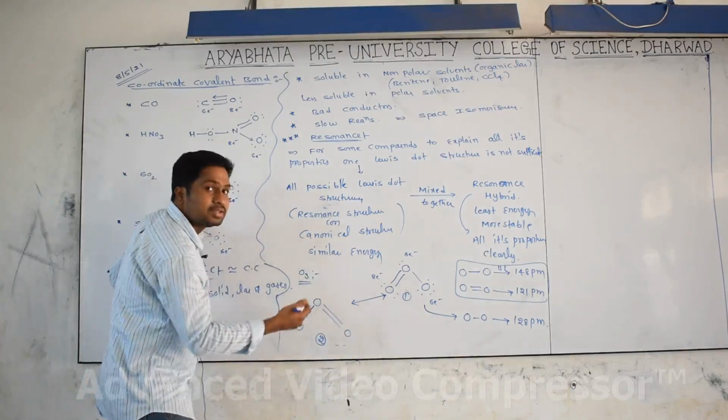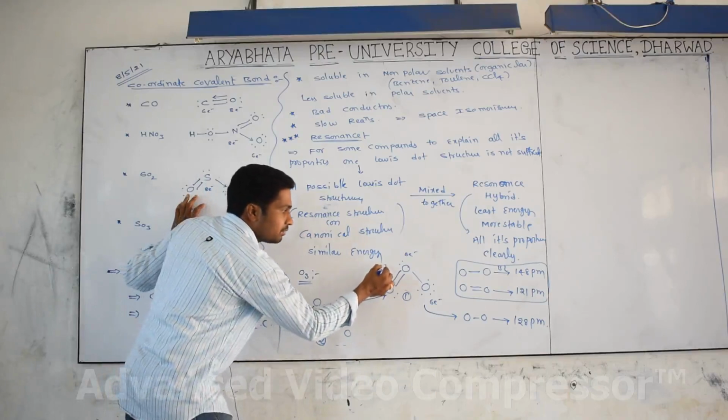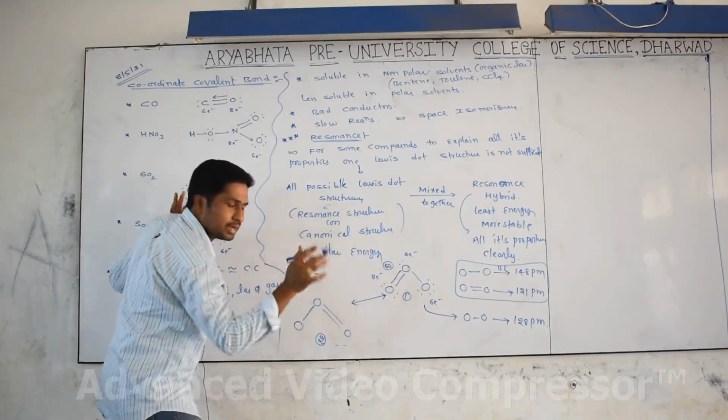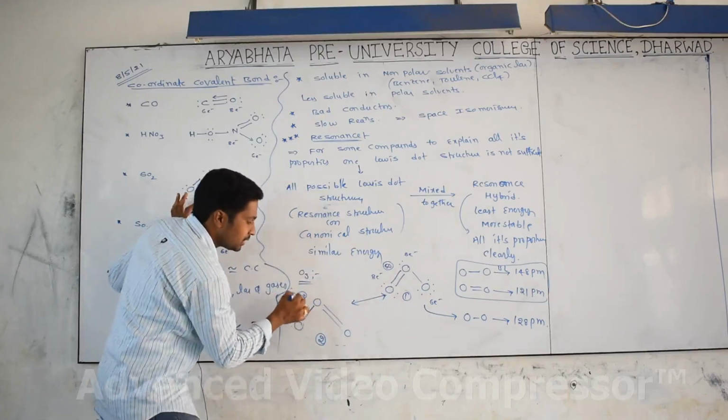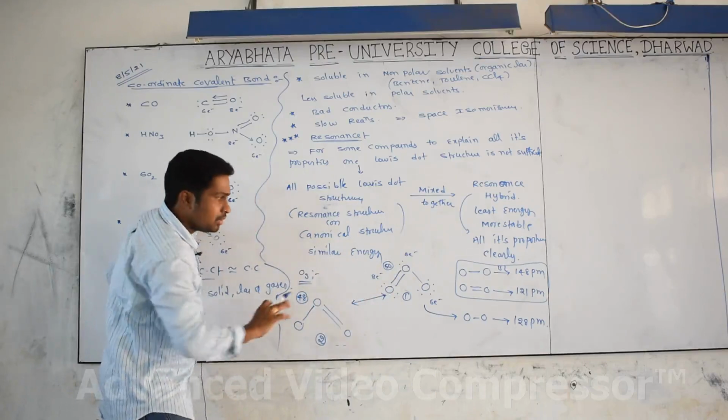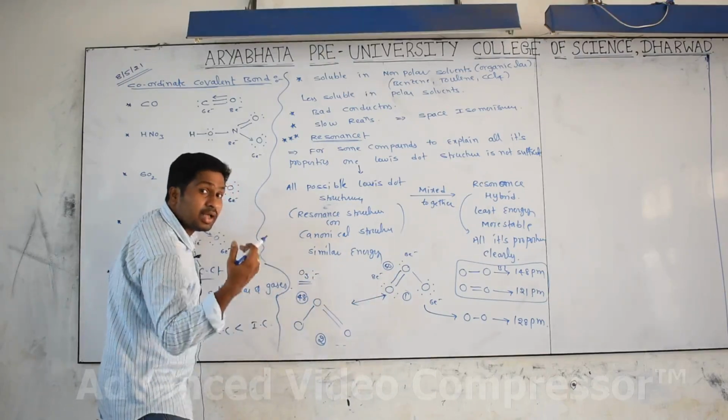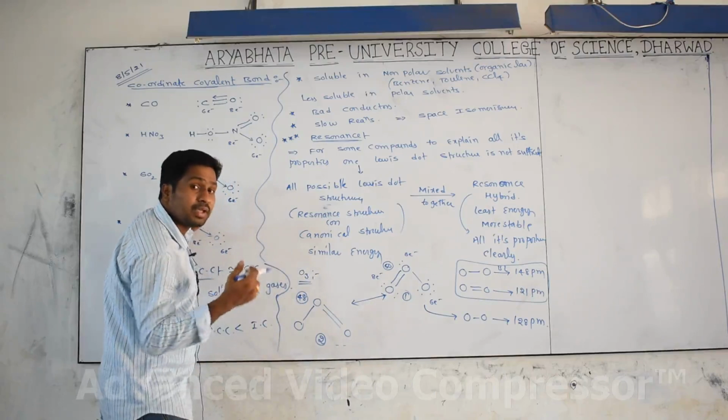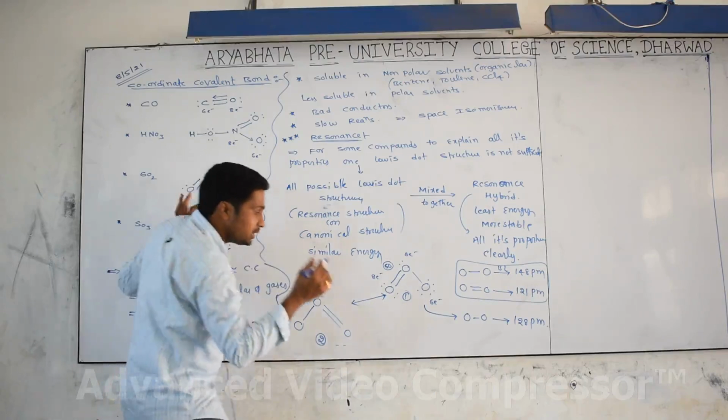Both have similar energy. For example, one has 50 kilocalories of energy, and the other, for example, has 48 kilocalories of energy. By mixing these two, what are you getting? A new breed we are getting, that is called a hybrid. What is that one, sir?